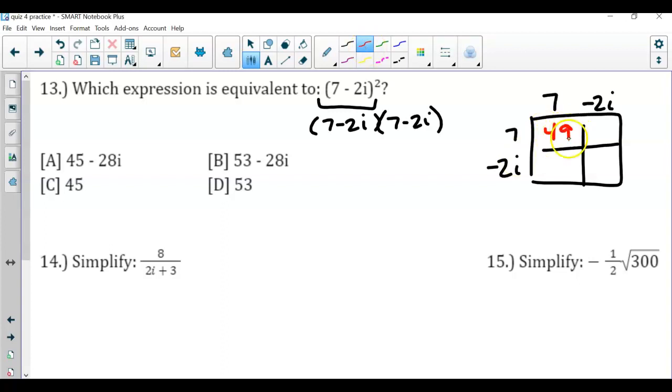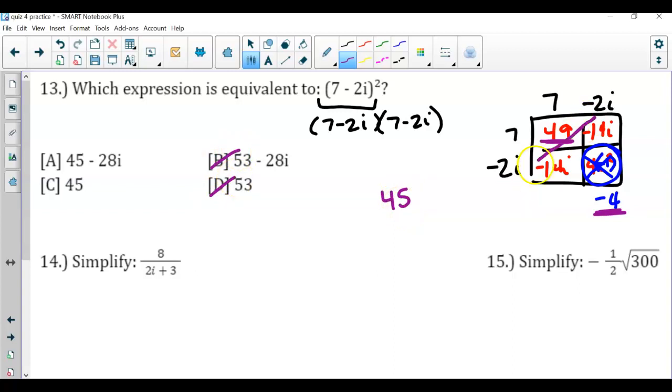So 7 times 7 is 49, negative 14i. Now in the lower, you should have negative 14i. Negative times a negative is a positive 4, but i squared. Recall, anytime we have i squared, i squared is negative 1. So now that positive 4 is negative 4 here. When combining like terms, I have 49 minus 4, which is 45.